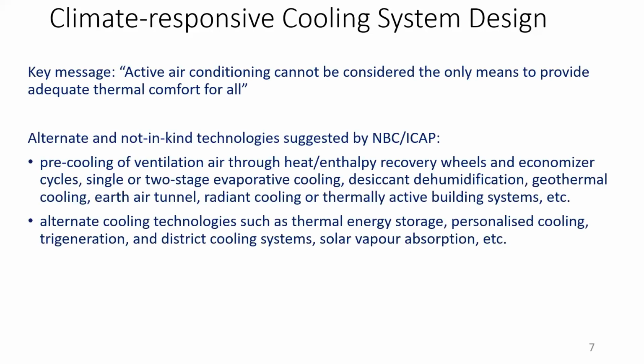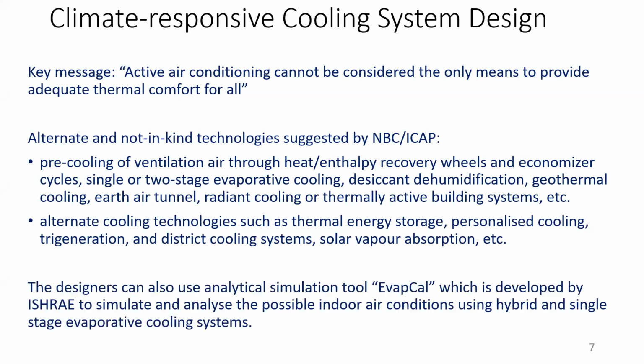So we have to look at alternate and not-in-kind cooling technologies, some of which are suggested by the National Building Code and even the India Cooling Action Plan. Pre-cooling of ventilation air through heat recovery wheels, evaporative cooling, desiccant dehumidification, geothermal cooling, earth air tunnel, radiant cooling are some of the options. Additionally, alternate cooling technologies such as thermal energy storage, personalized cooling, tri-generation, district cooling, solar vapor absorption, all these can also be considered.